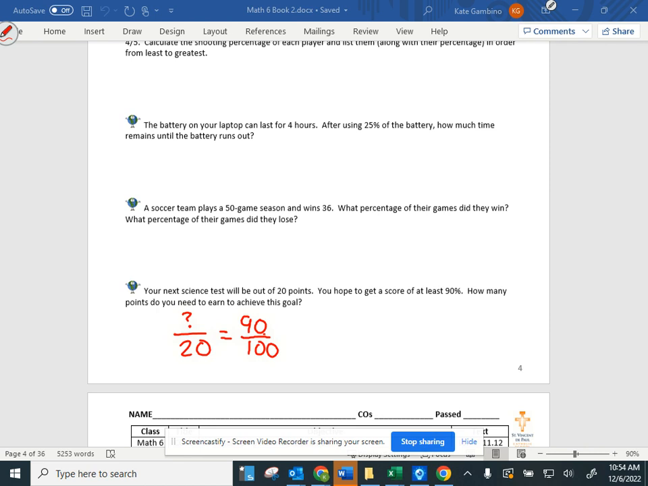We have a lot of work time right now. That front page is a little bit easier. With this second page with the word problems, you really have to look at what information the word problem is giving you. How am I going to set it up to find the answer?